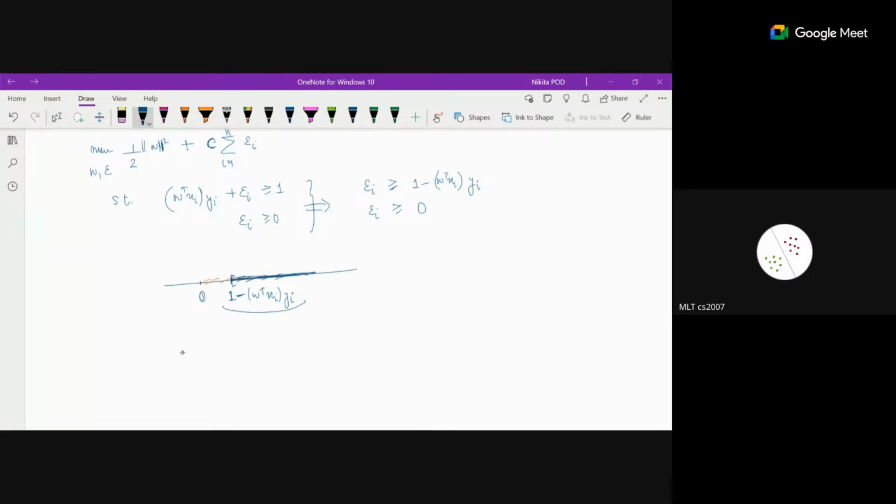But what will happen if 1 minus W transpose Xi Yi is lesser than 0? In this case, what we are saying is that my epsilon I should be greater than this term, and my epsilon I should also be greater than 0. So in this case, we are going to go with epsilon I greater than or equal to 0, because both should be satisfied. And here we are going to go with epsilon I greater than or equal to 1 minus W transpose Xi times Yi, right?